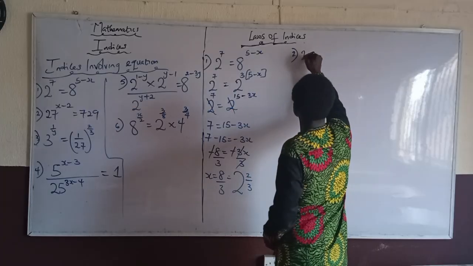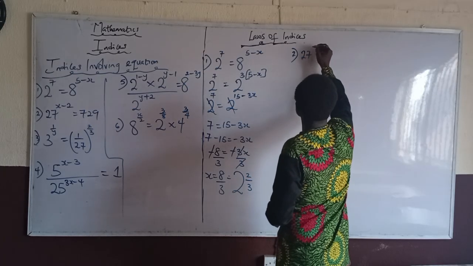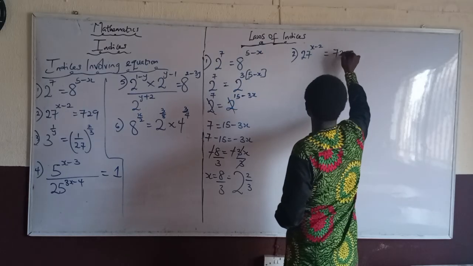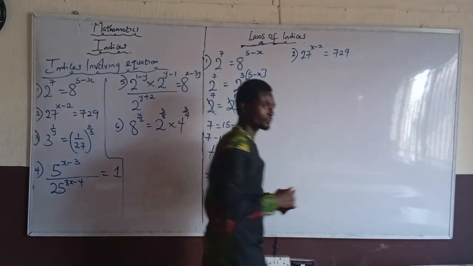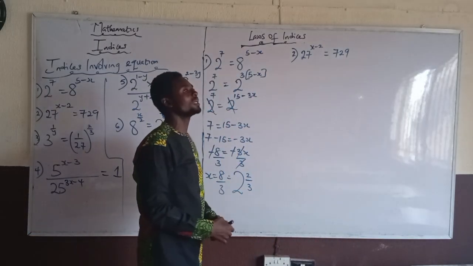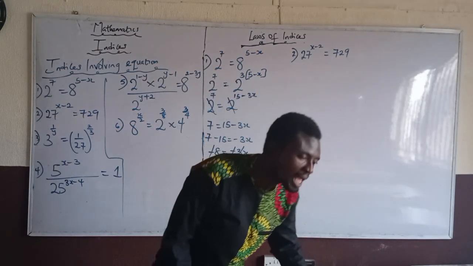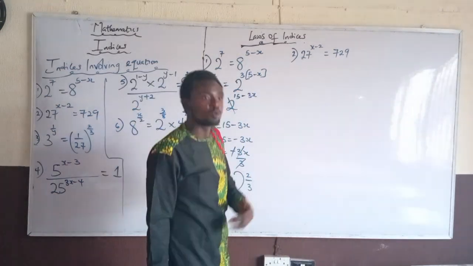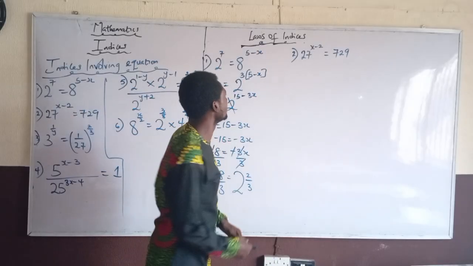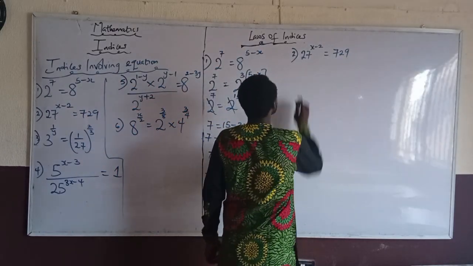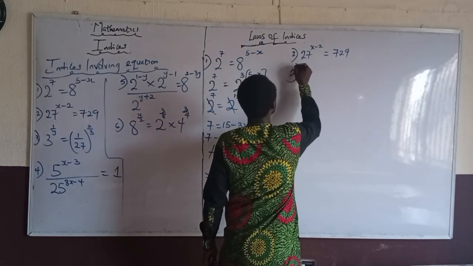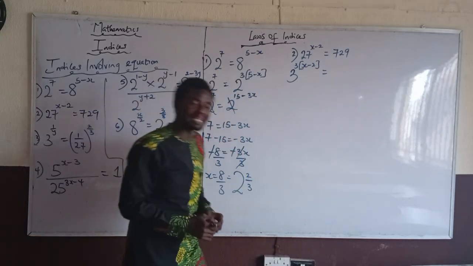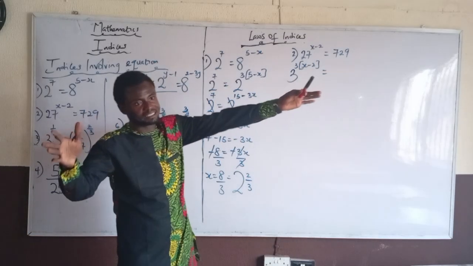Number 2, 27 to the power x minus 2 equals 729. So 27 and 729 are multiples of 3, so I can break both of them down to a number in base 3. So 27 is 3 raised to 3, here is x minus 2. Now 729 is 3 raised to 6.